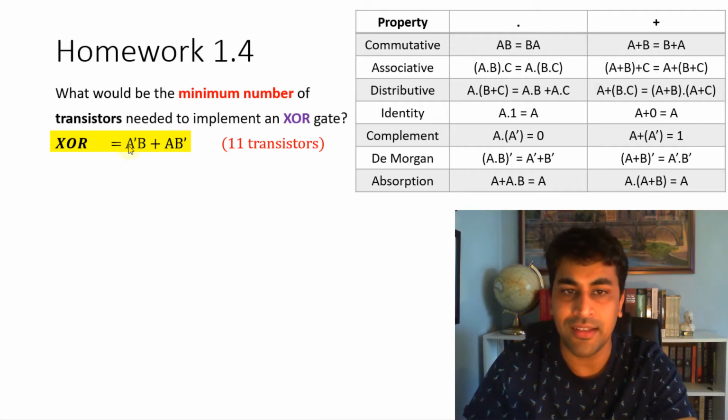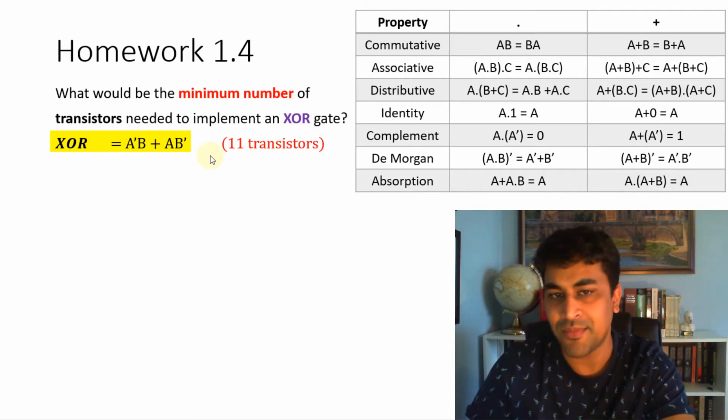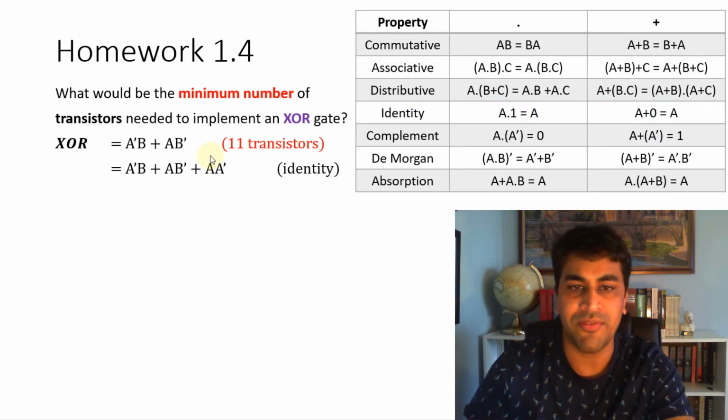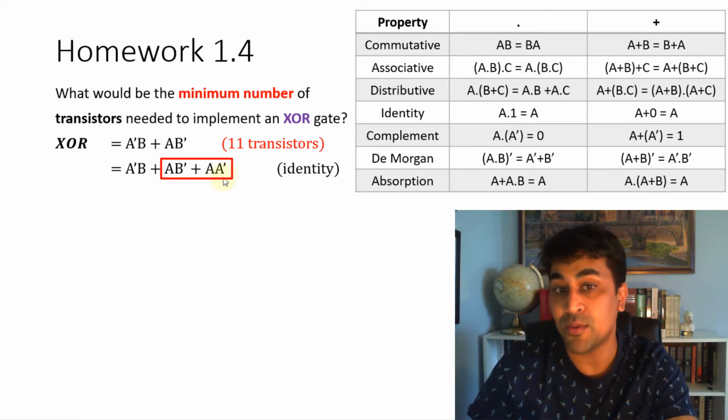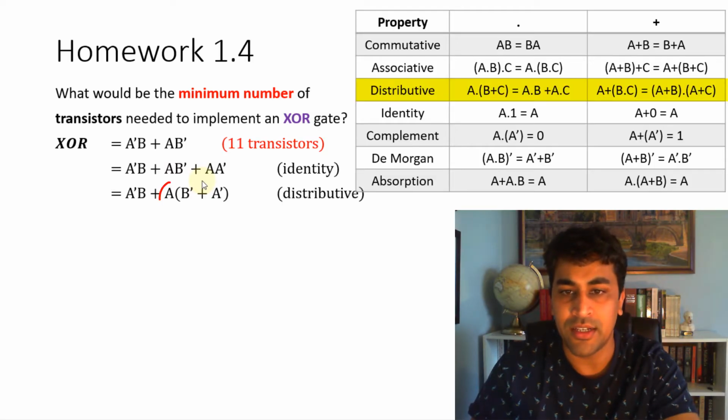Well, the way it stands, we have A'B or AB'. We can add an identity to the second part of the term, AA'. And by doing so, this allows us to pull out a common factor A, which might leave us with a NAND gate. Let's see if we can achieve this. So we pull out A using the distributive law, and then we see that we have a NAND gate here, but only after applying De Morgan.